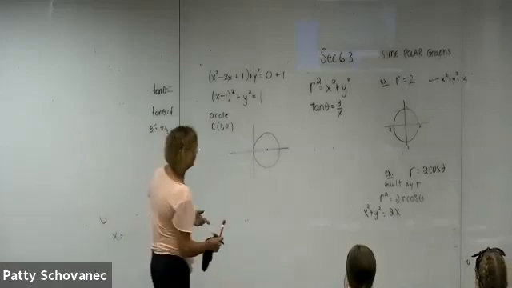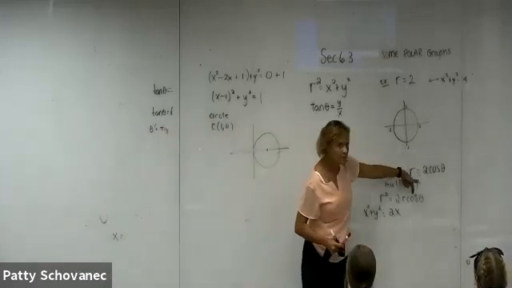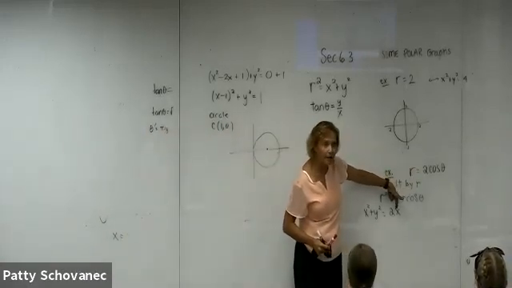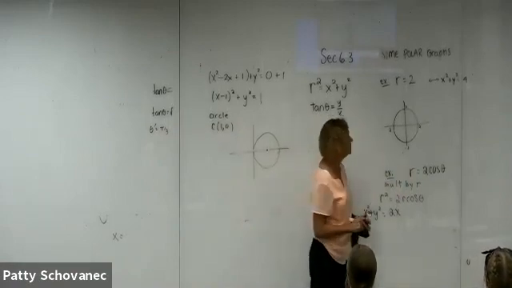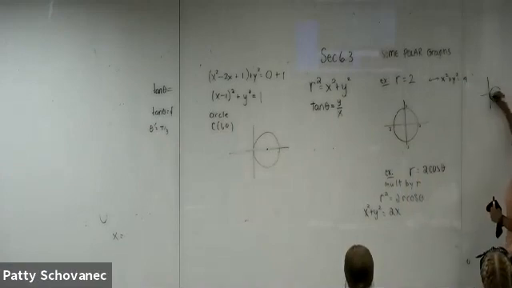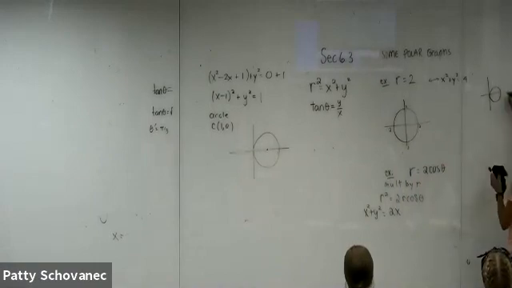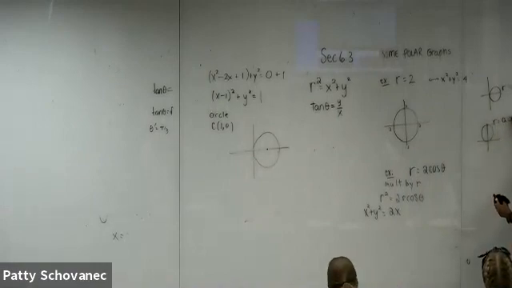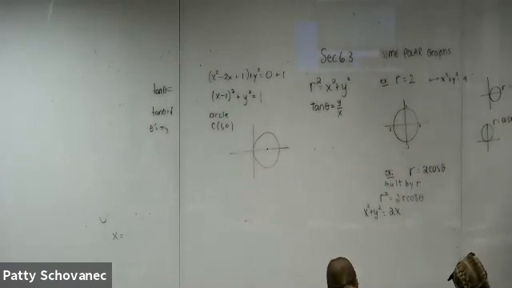What do you think happens if I change this to a sine? Then it becomes a 2y, and the circle goes up there. So what you've learned today is that a circle looks like r is equal to something cosine theta, and this circle is going to be r is equal to something sine theta. That's the end of circles.